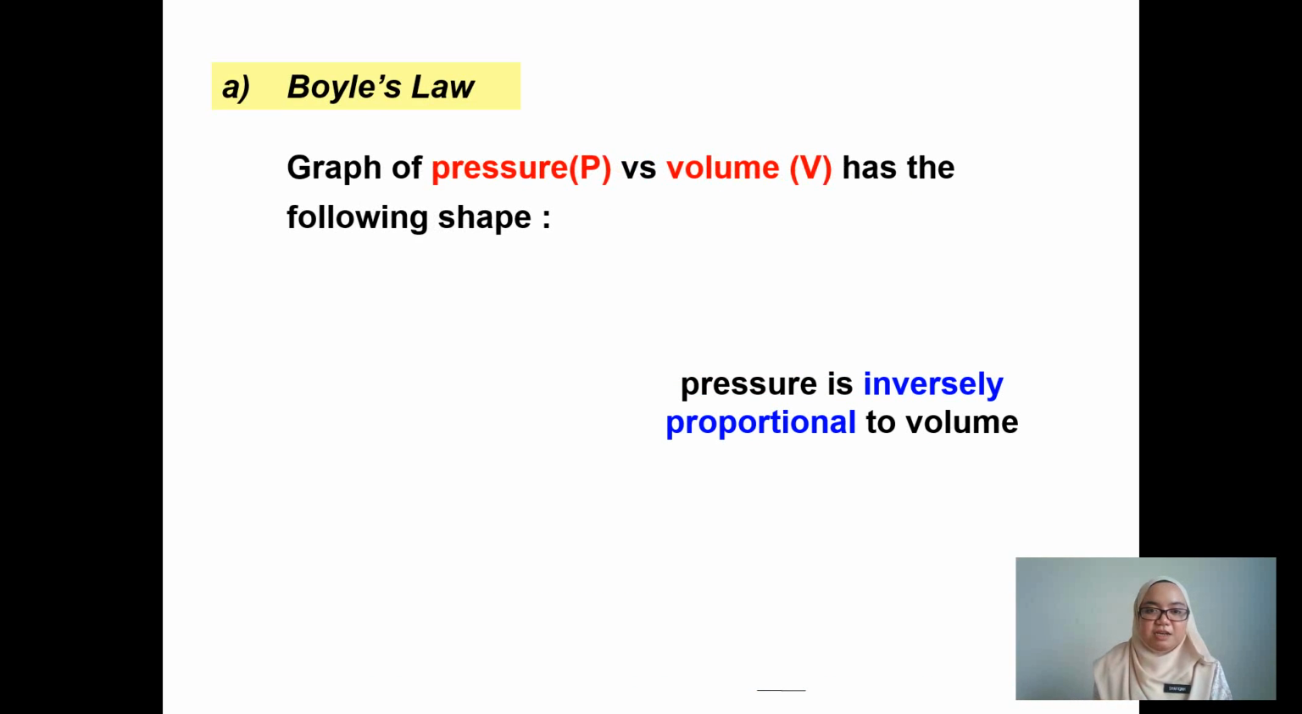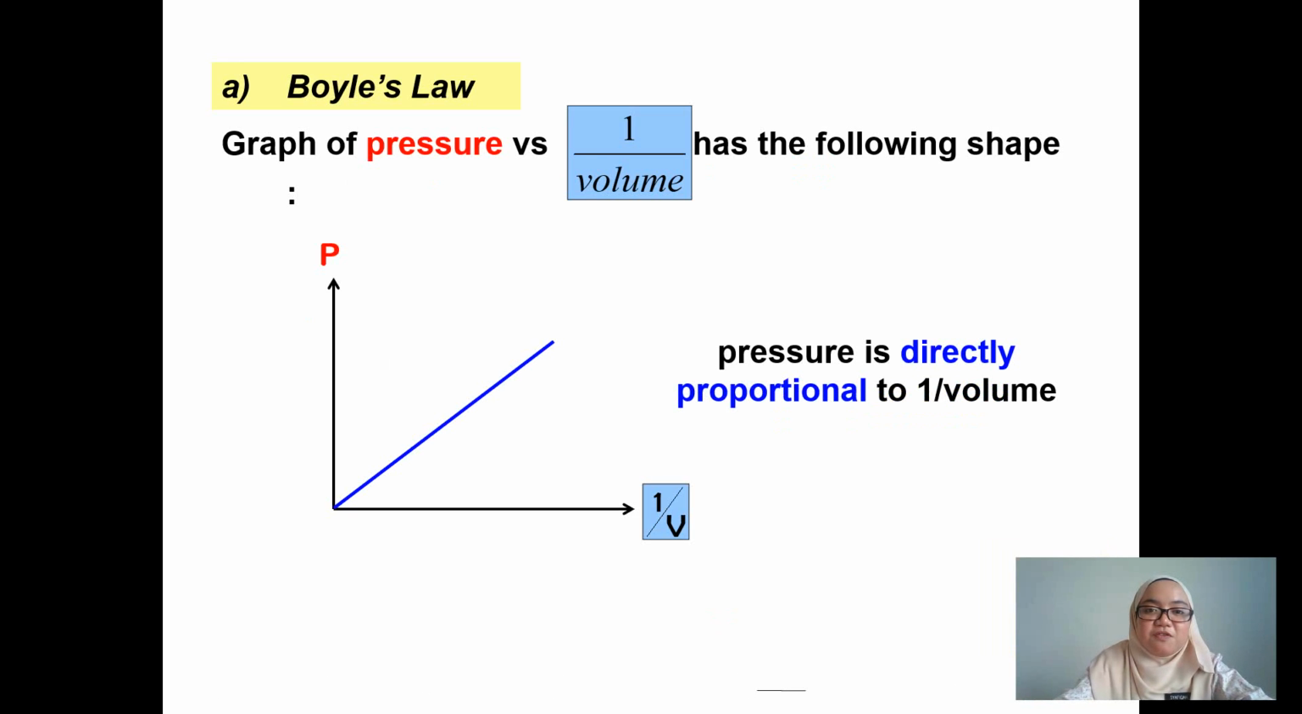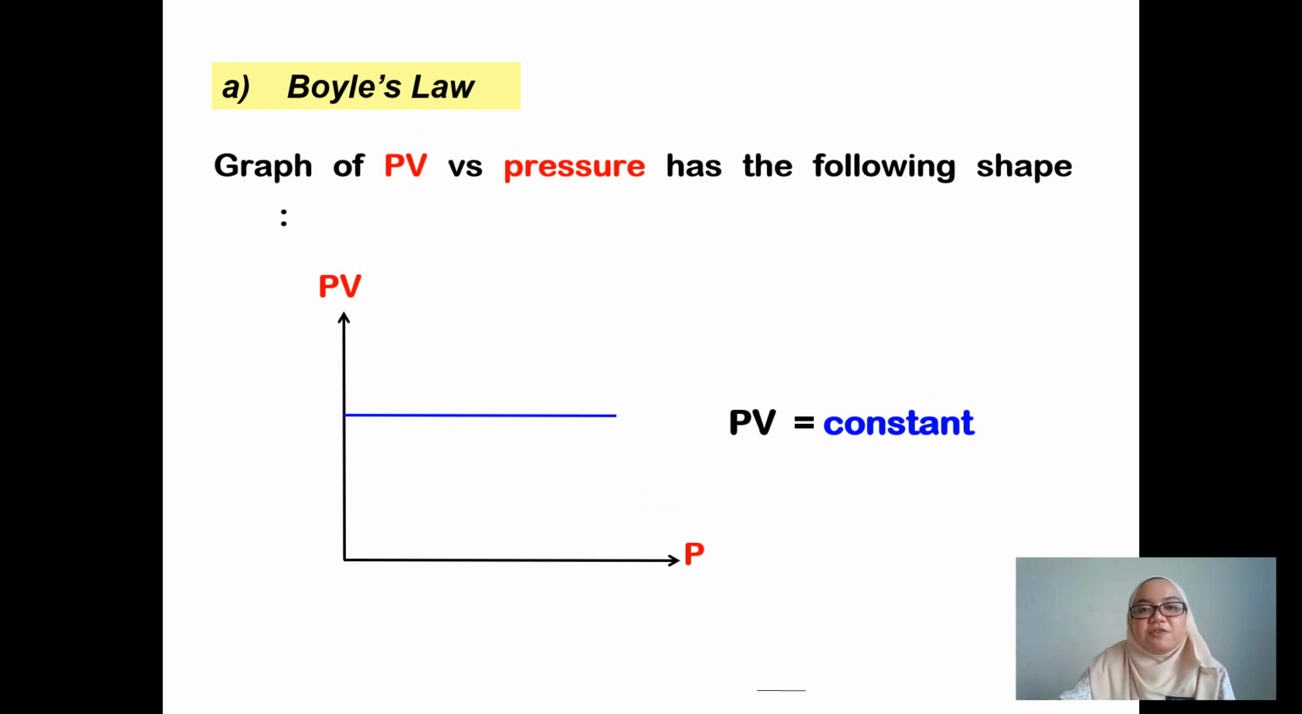So this is the graph of pressure versus volume. Since pressure is inversely proportional to the volume, this is the shape of the graph that you are going to draw when the question asks later on. And this is the graph of pressure versus 1 over volume, which has this shape. Directly proportional, right? Because P is directly proportional to 1 over V. And this is the graph of PV versus pressure. So PV is constant.